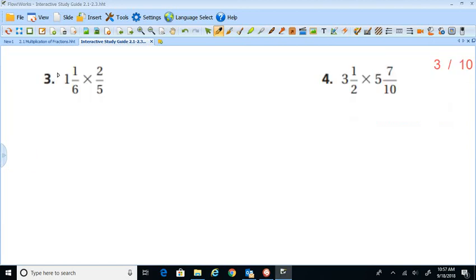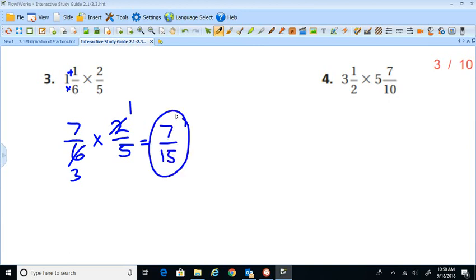Number 3, now we have mixed numbers. Whenever we have a mixed number, the very first step is always change it to an improper fraction. So 1 times 6 is 6, plus the 1 up here as our numerator, 7. We change that into 7/6. I'm just going to rewrite the problem. And I'm back to square one. Now I cross simplify if I can. Divide by 2, divide by 2. Multiply across, I get 7 over 15. Final answer, 7/15.